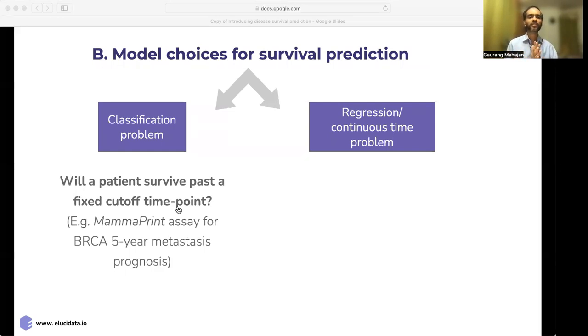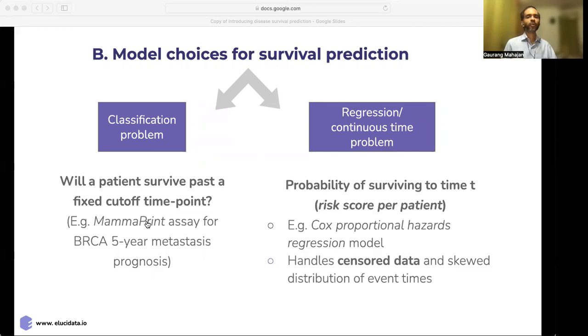An example in practice is the FDA-approved MammaPrint assay for breast cancer diagnosis, which predicts cancer progression within a 5-year window. A drawback of this classification approach is that the accuracy of the model may depend on the choice of the cutoff used.